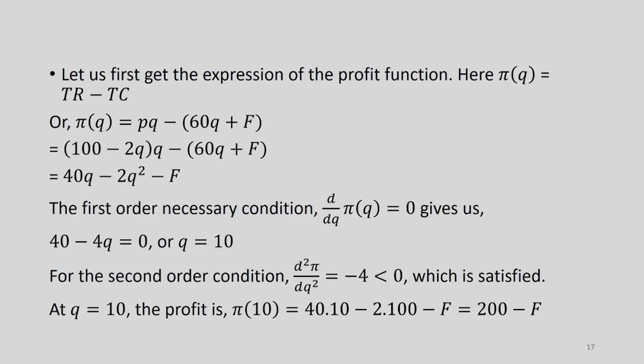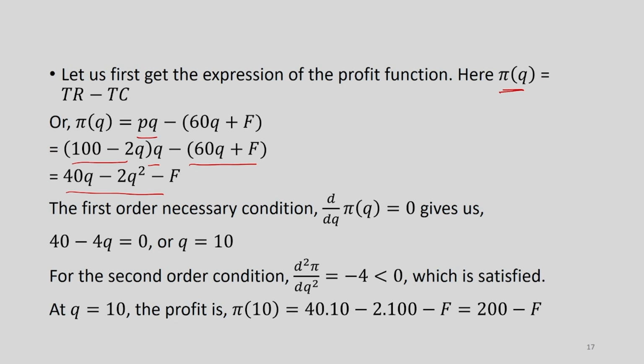Let us first get the expression of profit function. So this is the standard method. The profit function, pi(q), is given by total revenue minus total cost. We know the inverse demand function, we put it here, multiplied by q, minus the cost function, which is simply 60q plus f. So this is the profit function: 40q minus 2q square minus f.